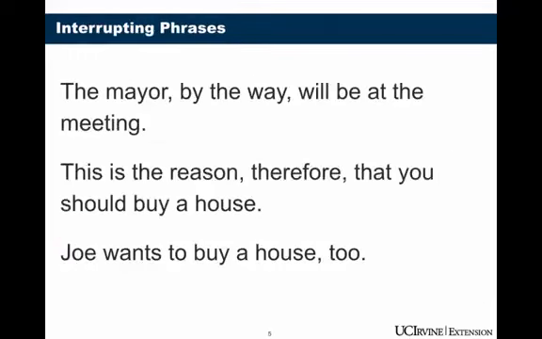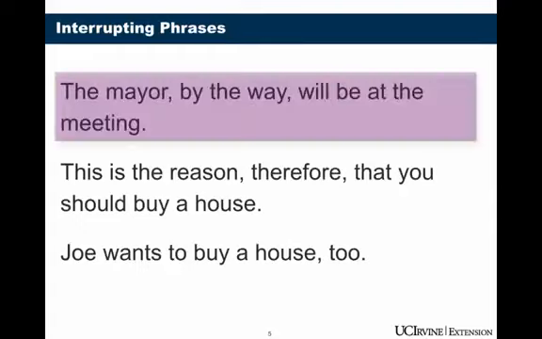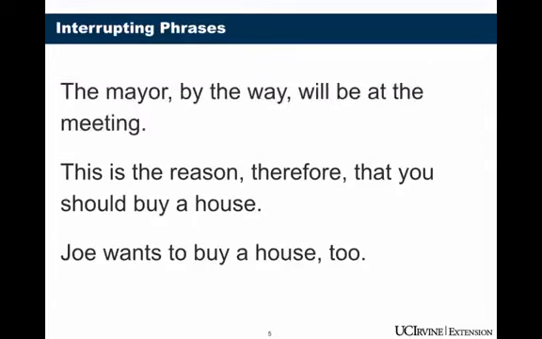We also need to use commas with interrupting phrases. Interrupting phrases interrupt your sentence. You'll usually find them between the subject and the verb, but they can go anywhere in the sentence. Look at the first one. The mayor, by the way, will be at the meeting. By the way is interrupting our main clause, so we need to separate it with commas. If the interrupting phrase is in the middle of the sentence, you'll need 2 commas.